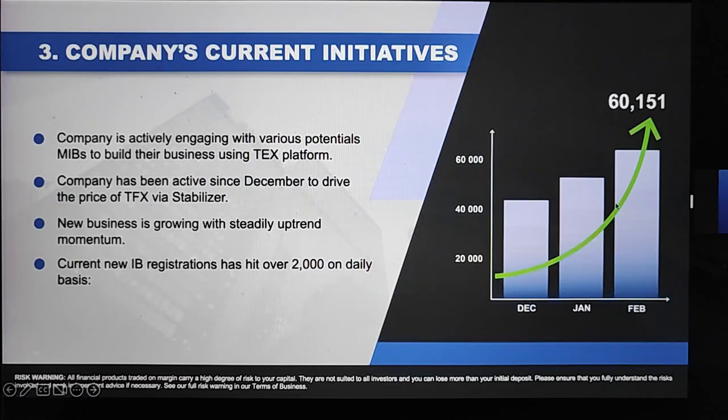As you can see, over December, January, February, the momentum is on an uptrend, but it's not a steep uptrend. It's not really steep exponential, but the trend is already up. In February alone, we have more than 60,151 applications for new IDs. February has only 28 days, so with 60,000, it's actually more than 2,000 on a daily basis.